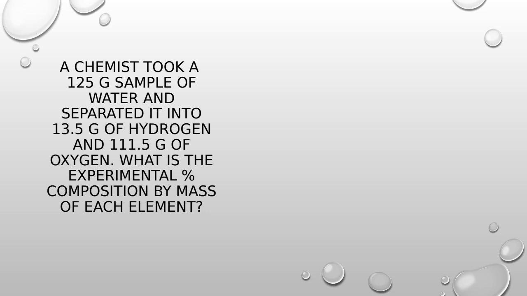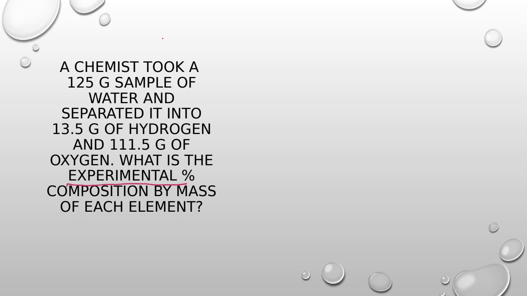Let's try an example of using our percentage composition formula in a chemistry application. So it says here, a chemist took a 125 gram sample of water and separated it into 13.5 grams of hydrogen and 111.5 grams of oxygen. What is the experimental percent composition? So this is telling me when I see experimental that I'm using data that was obtained in a lab setting.